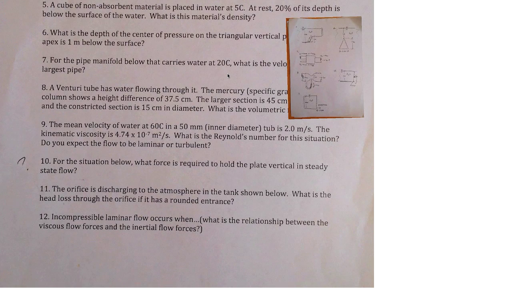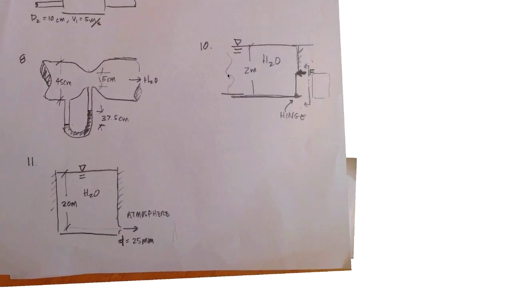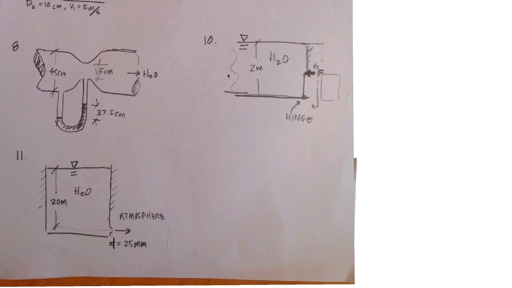Okay, we're going to go ahead and take a look at this one right here. So we have an orifice discharging to the atmosphere, and there's a drawing of a tank. Let's go ahead and look at the drawing of that tank. So the tank is pictured here. And the question is, what is the velocity of the discharge coming out of that tank?